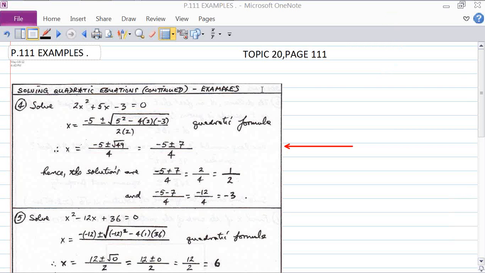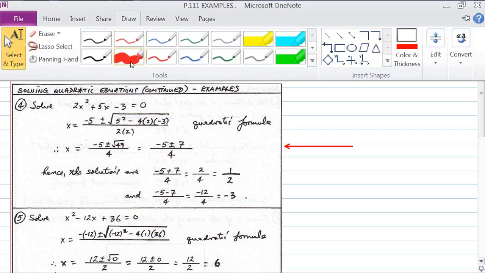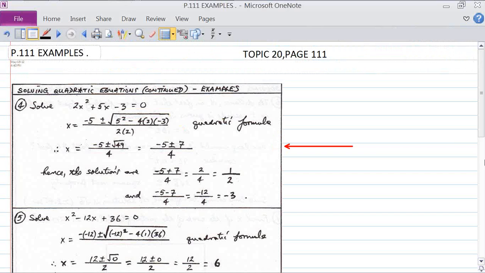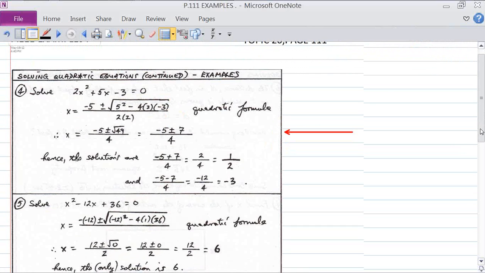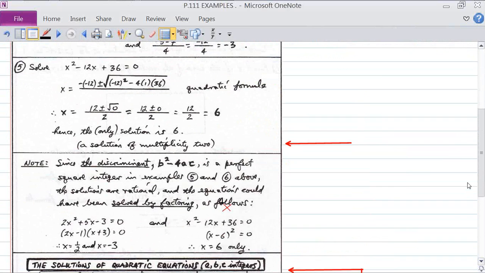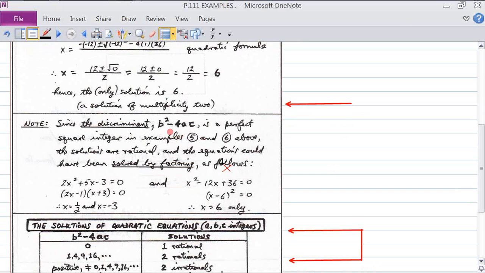We're on topic 20, page 111, and we're going to be looking at these two examples, number 4 and number 5, and then we're going to analyze how we can tell how many roots there are and what kind of roots there are to the solution of a quadratic equation by examining the discriminant b squared minus 4ac.